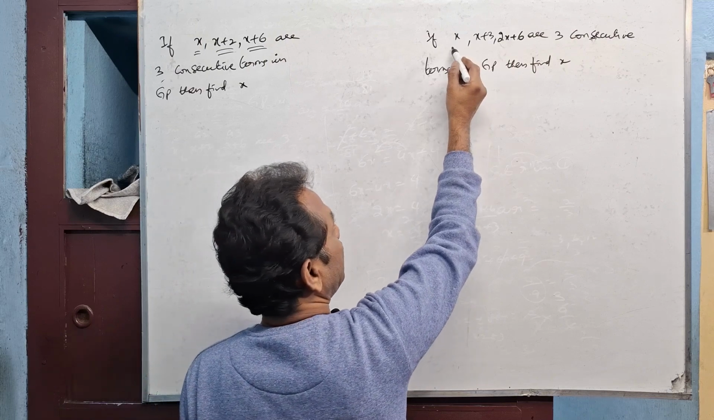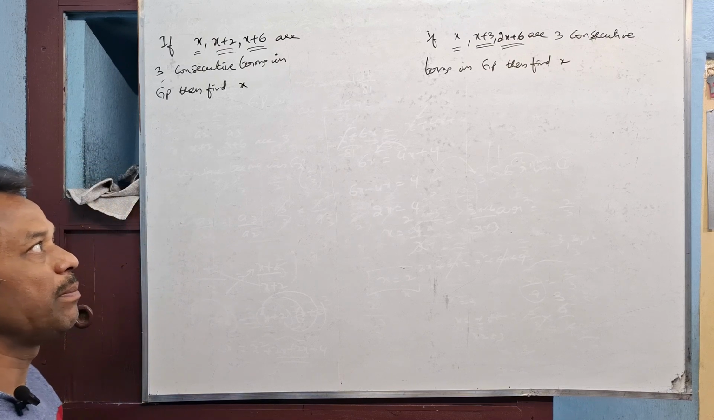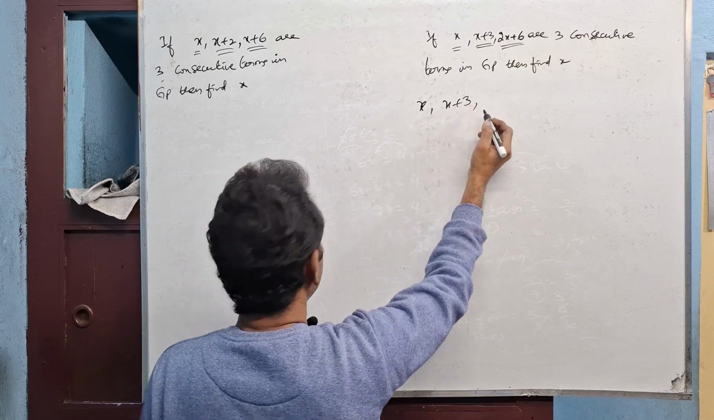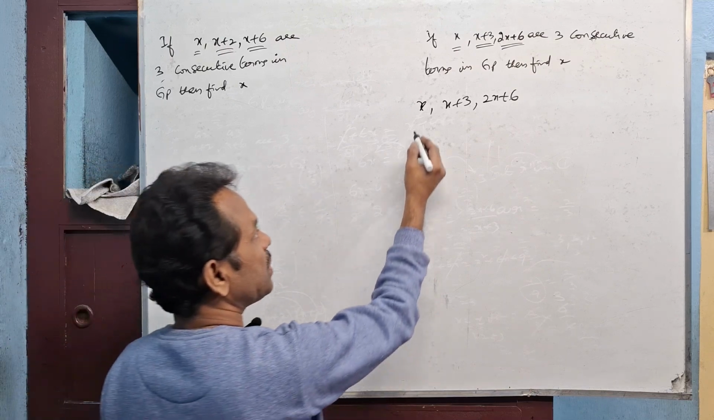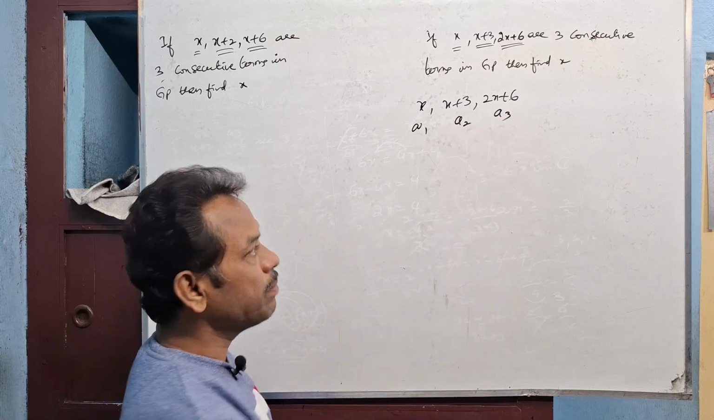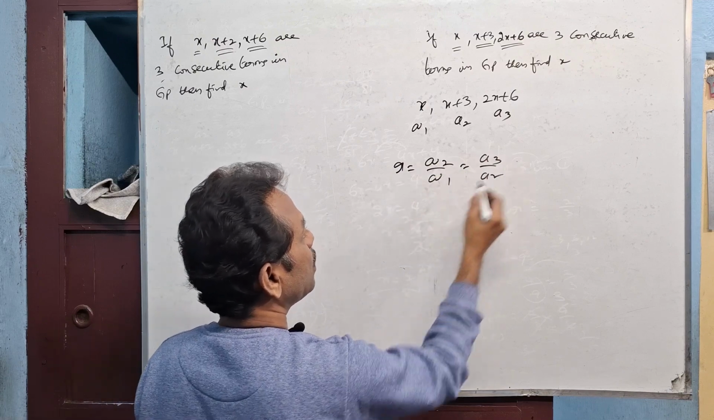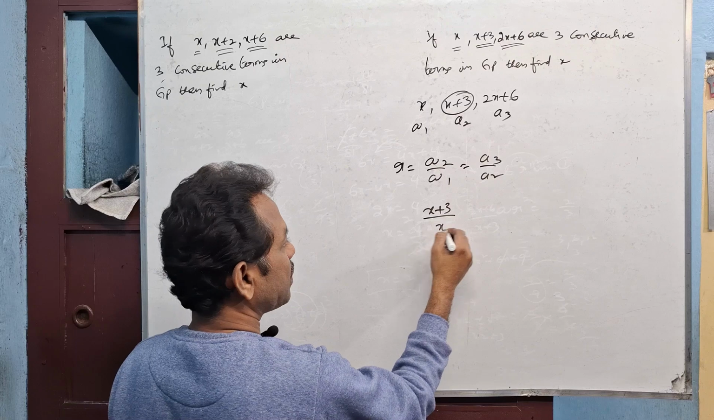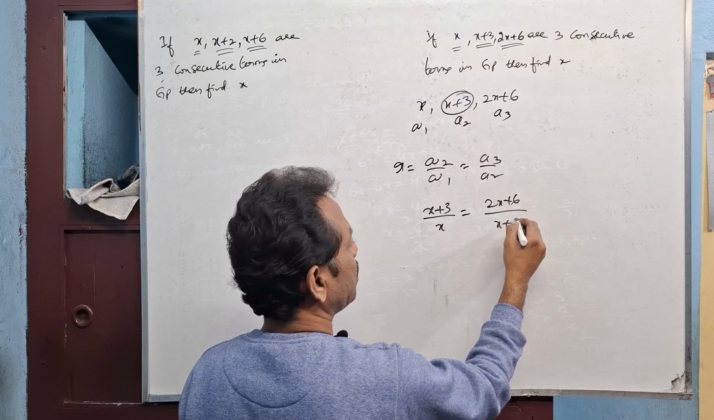Now in this question, it is given that x, x plus 3, 2x plus 6 are 3 consecutive terms in GP and we need to find the value of x. So given x, x plus 3, 2x plus 6 are 3 consecutive terms in GP. Now this is the first term, this is the second term and the third term. In a GP, the common ratio is same. So let me write r equal to a2 by a1 or a3 by a2. So a2 is here x plus 3. So let me take x plus 3 divided by x equal to a3, a3 is 2x plus 6, divided by a2, which is x plus 3.